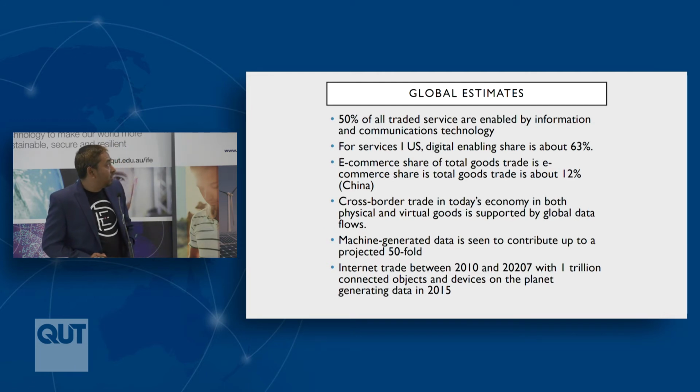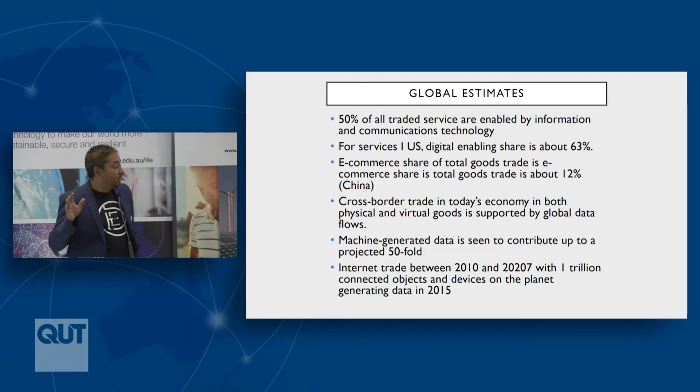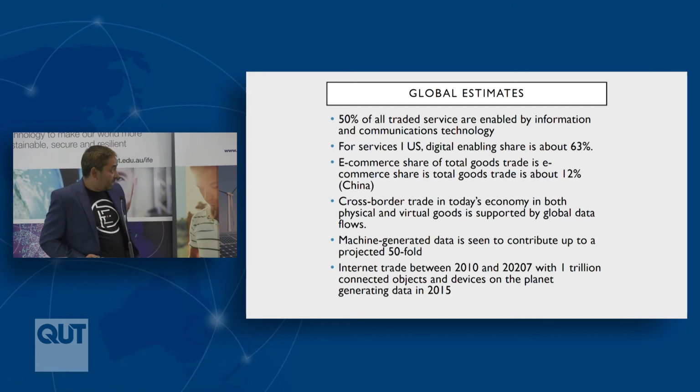Cross-border trade today of the economy is truly supported by the global data flows. This is important. So we need to understand the measure of the data, how data flows in the digital economy. We need to measure that. And machine-generated data is projected to grow 50 folds in the next few years. So we know that the internet trade is also extending and is increasing at a rapid pace.